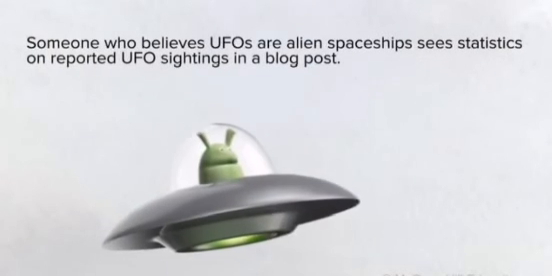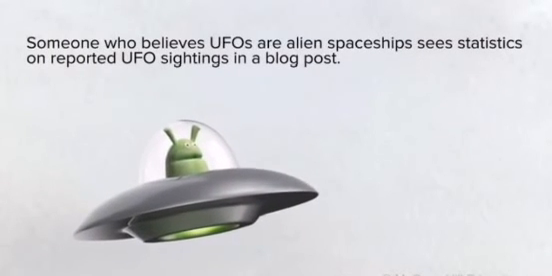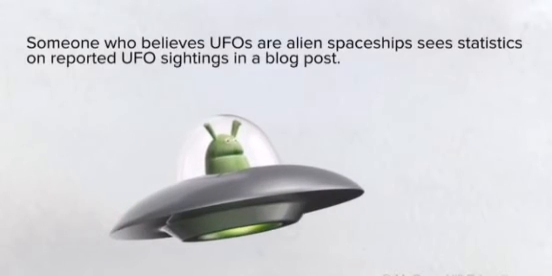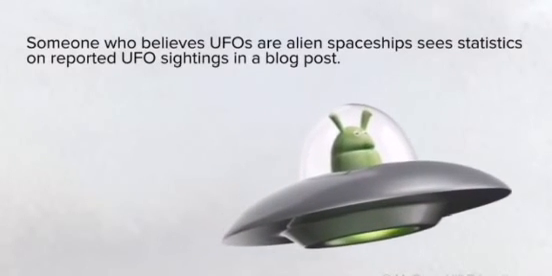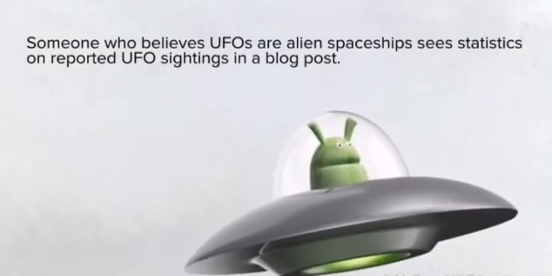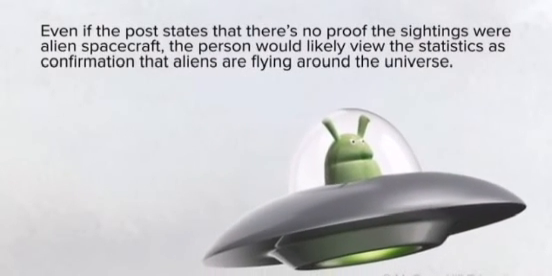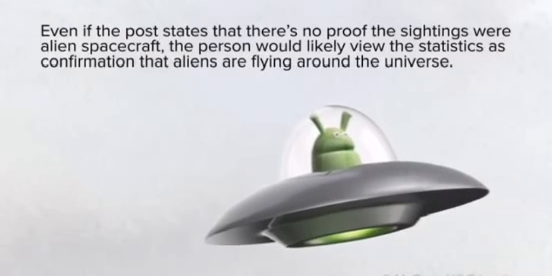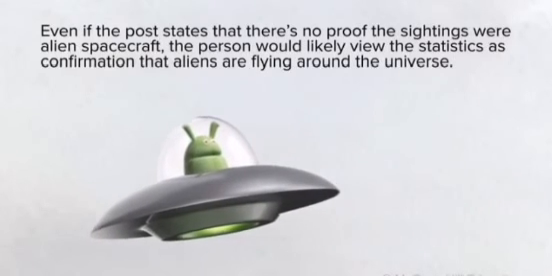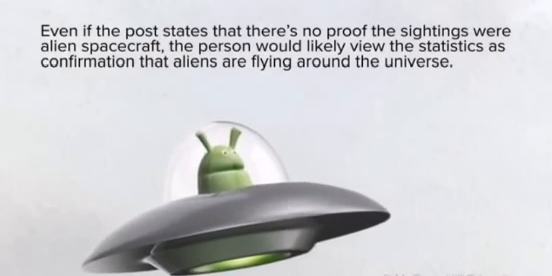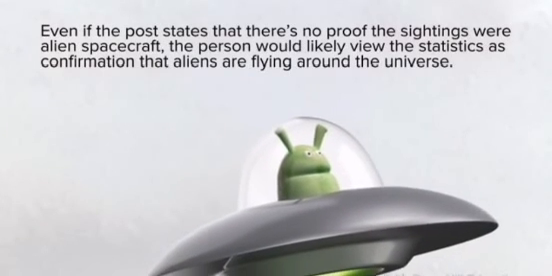Confirmation bias is the tendency to seek out information that confirms or validates what we already believe. Someone who believes UFOs are alien spaceships sees statistics on reported UFO sightings in a blog post. Even if the post states that there's no proof the sightings were alien spacecraft, the person would likely view the statistics as confirmation that aliens are flying around the universe.